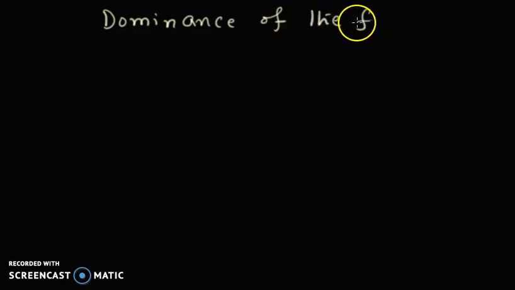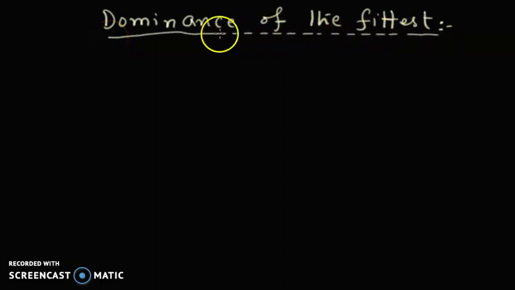Bismillahirrahmanirrahim. Let's discuss one of the very interesting applications of dynamical systems related to the dominance of the fittest. So the concept is somehow related to the theory of evolution, Darwin's evolutionary theory. So we will be considering one problem.